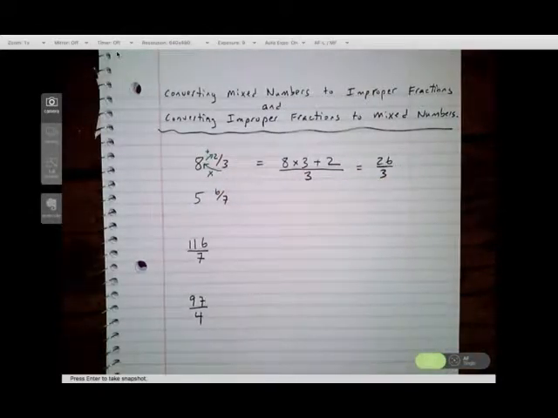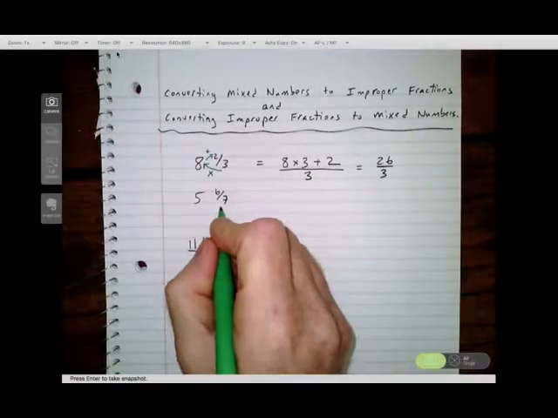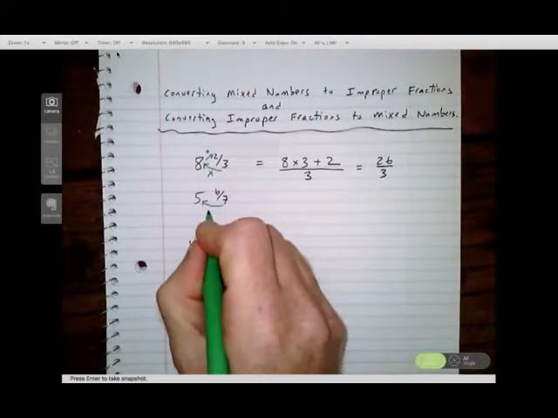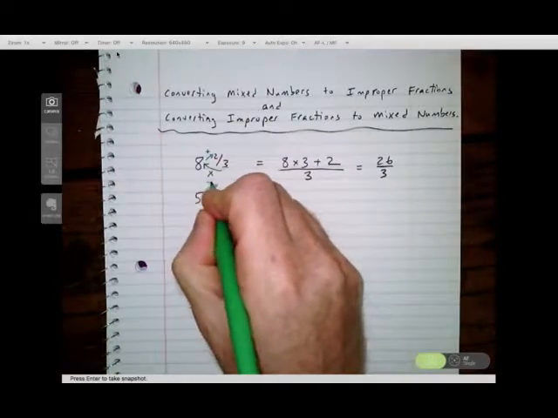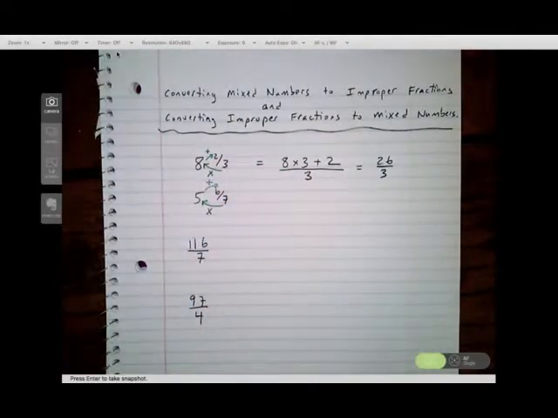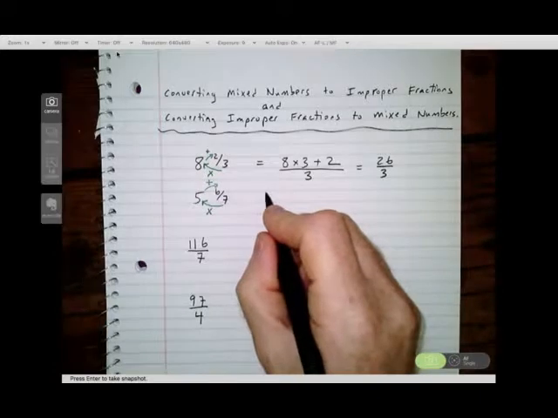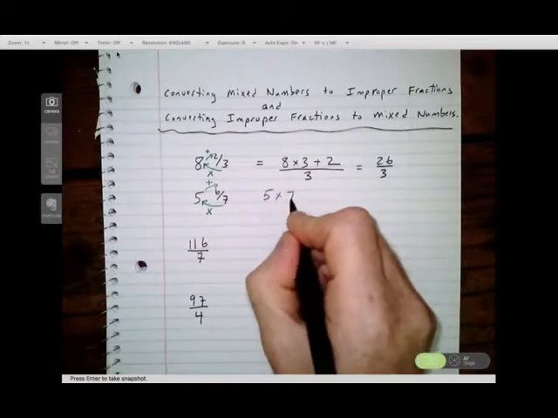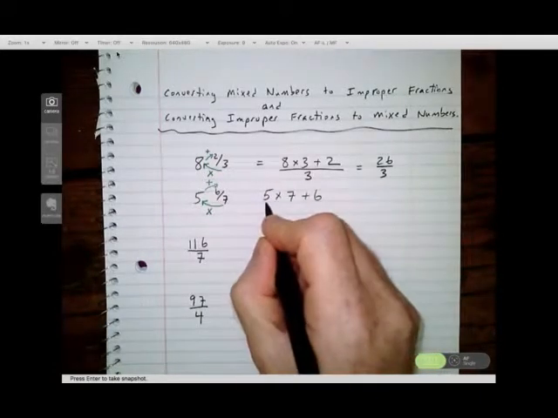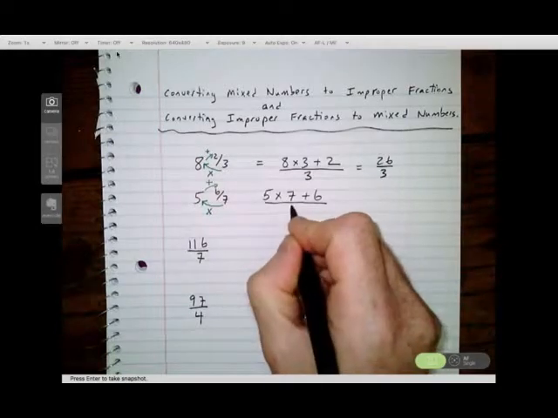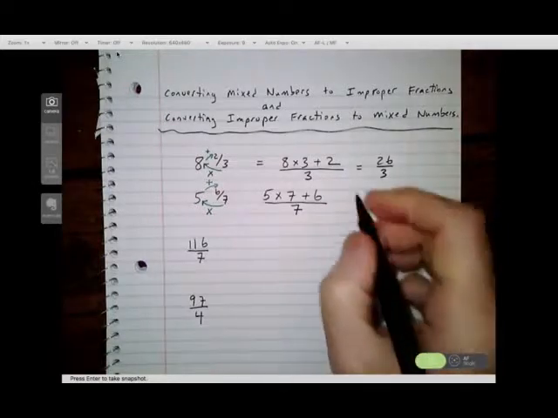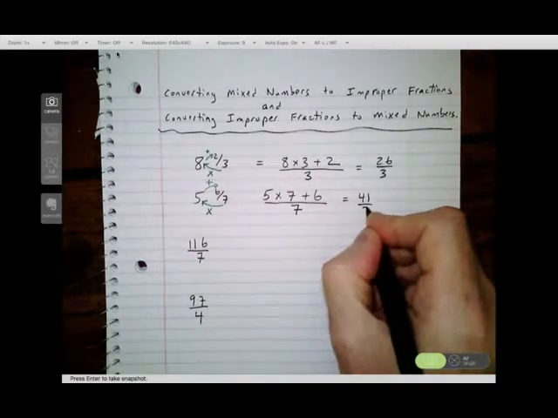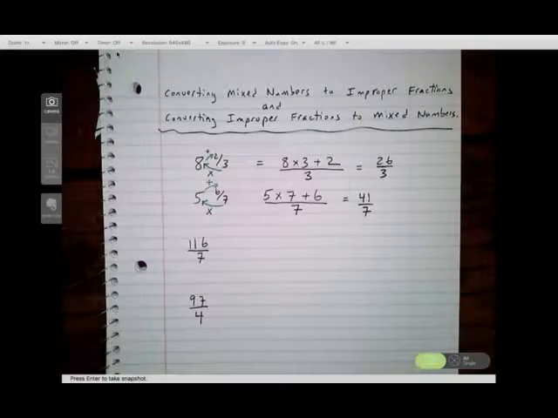Okay, so let's look at one more. So remember, we take the denominator here and multiply it to the whole number. And then to that answer we add the numerator. We add the number on top. Okay, so this one's going to be 5 times 7 plus 6 all over our original denominator again, which was a 7. Okay, 5 times 7 is 35, plus 6 is 41 sevenths, and there's our answer.